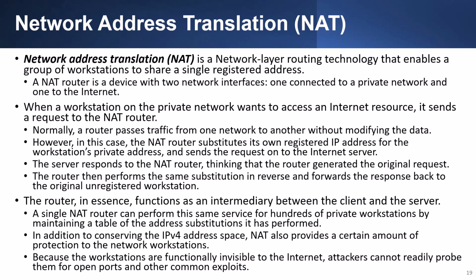The server responds to the NAT router, thinking that the router generated the original request. The router then performs the same substitution in reverse and forwards the response back to the original unregistered workstation. The router, in essence, functions as the intermediary between the client and the server. A single NAT router can perform the same service for hundreds of private workstations by maintaining a table of the address substitutions it has performed. In addition to conserving the IP version 4 address space, NAT also provides a certain amount of protection to the network workstations. Because the workstations are functionally invisible to the internet, attackers cannot readily probe them for open ports and other common exploits.